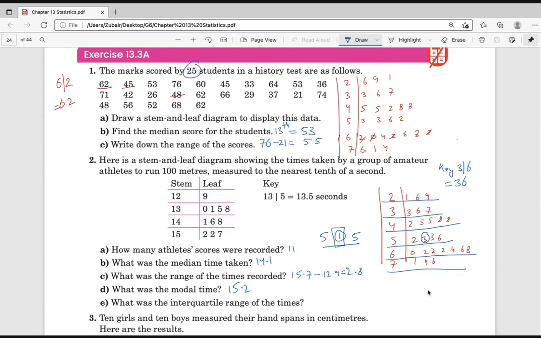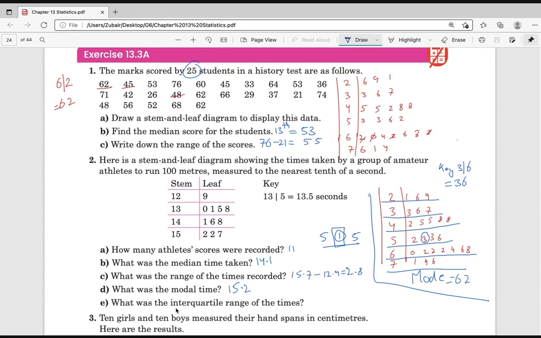Question 1 again. The mode in question 1 was 62. Do you agree? Yes. Okay, coming back to the E part.